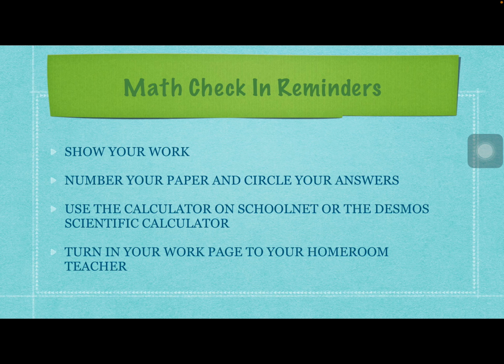Even if you're putting 2 plus 2 on the calculator, make sure you write 2 plus 2 equals 4 on your paper. Also, number your paper and circle your answers. Use the calculator or the SchoolNet, or the Desmos Scientific Calculator, and then be sure that you're going to turn in your work to your homeroom teacher, and then they'll give it to me so that we can go over this later.